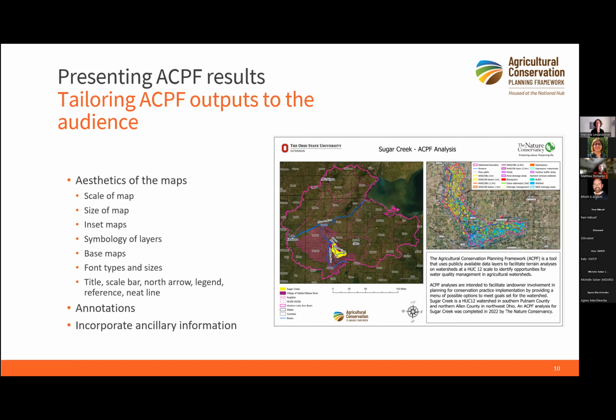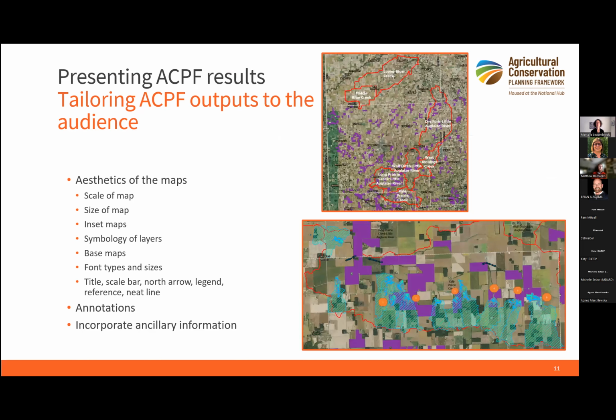And then the last thing I have here is incorporating ancillary information. What I mean by this is an example of this top picture. These are 7 watersheds where I ran ACPF analyses in Northwest Ohio.